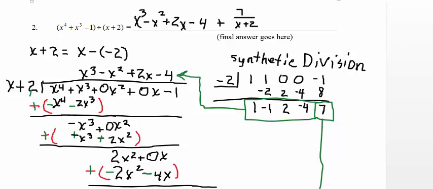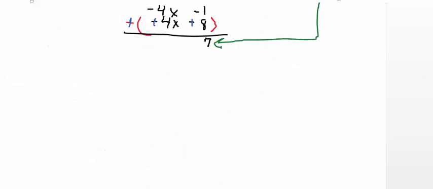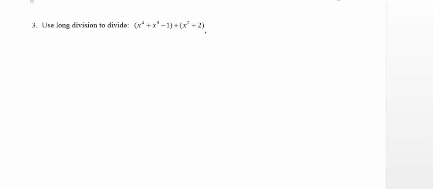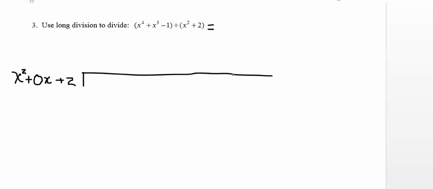Alright, so we see the comparison and notice in both cases the final answer is the same. Now here I have to use long division because my divisor x squared plus 2 is not of the form x minus c and can't be written in that form. So I can't use synthetic division here. Notice I'm missing an x term, so I'm going to write that as 0x. So if there are missing terms in my divisor, I fill those in.